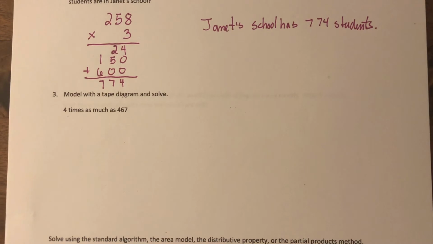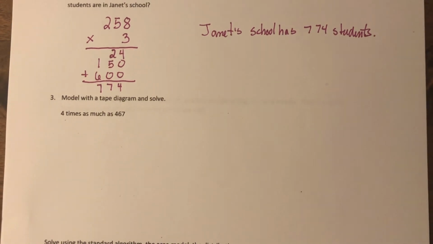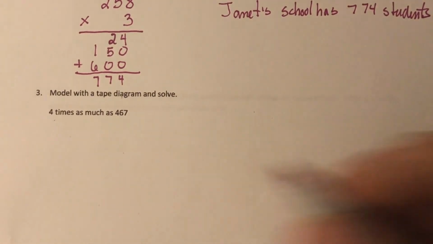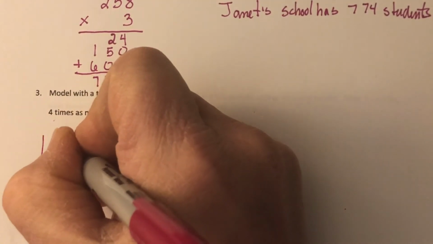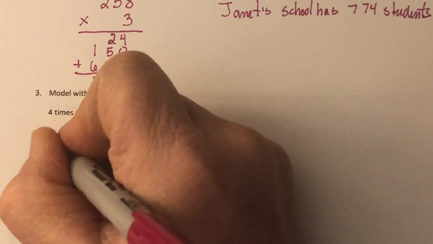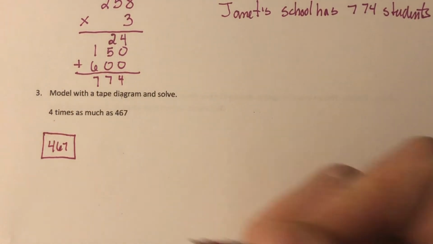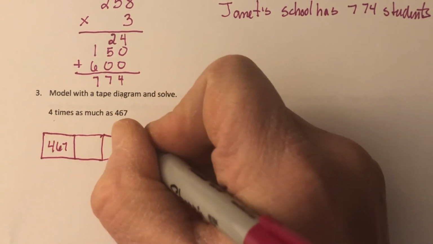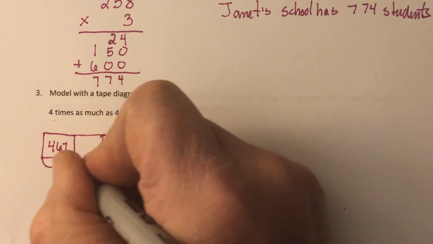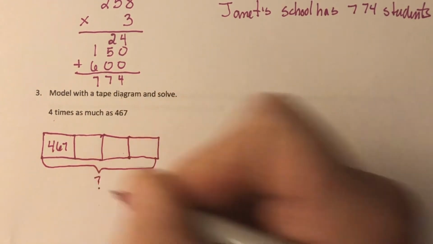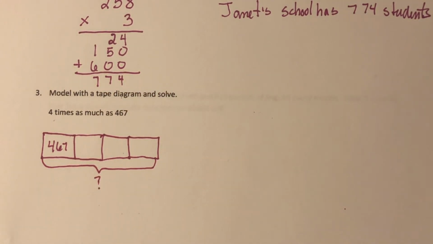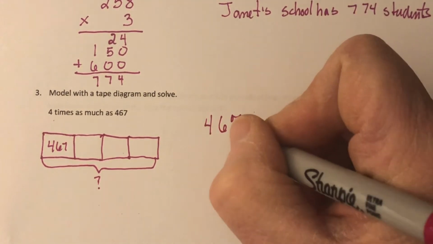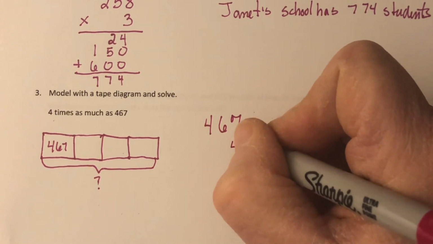Okay, down here, I've got model with the tape diagram and solve. Excellent. 4 times as much as 467. I can do that. So, 4 times as much as 467. So here is 467. I need to know what 4 times that is. So there's 2 times, 3 times, 4 times. I gotta find out what this is. 4 times the amount of 467. So 467. I'm gonna choose to use the standard algorithm for this one. Multiply that by 4.